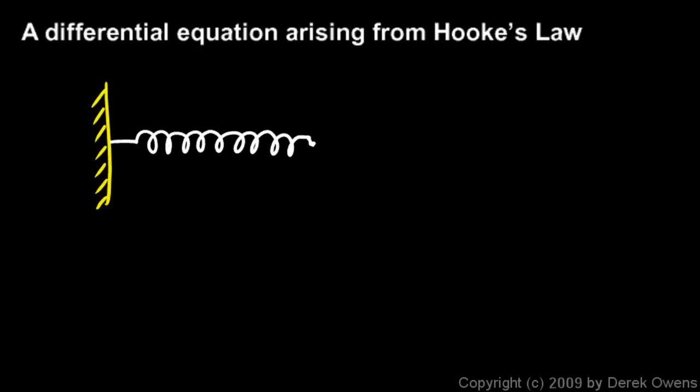And we grab the spring here and we pull it out this way, some distance x, and when we do that, the spring pulls back. So there's some force back in this direction, F. And Hooke's law says that F equals negative kx.